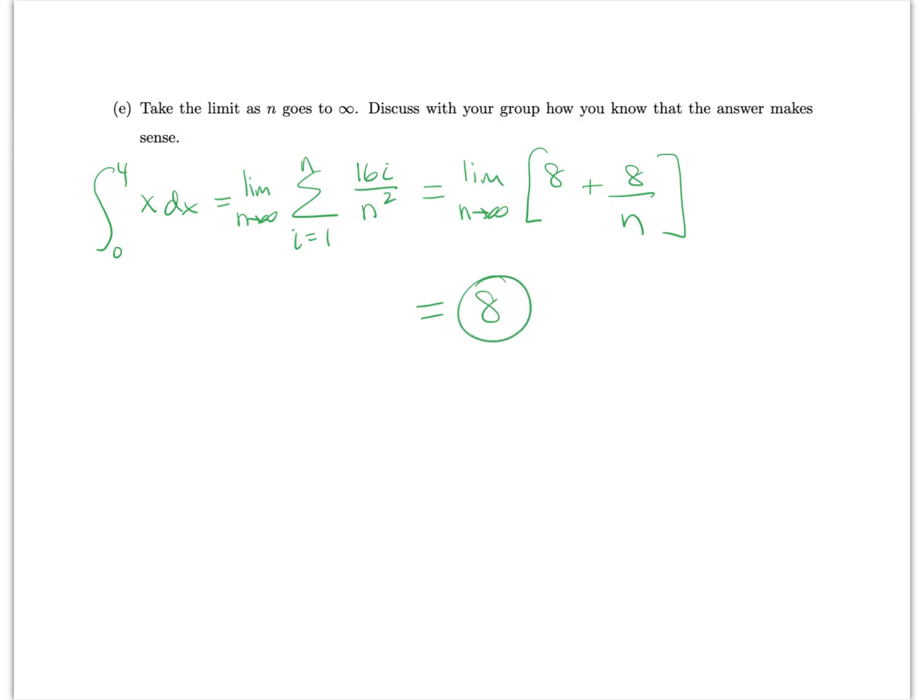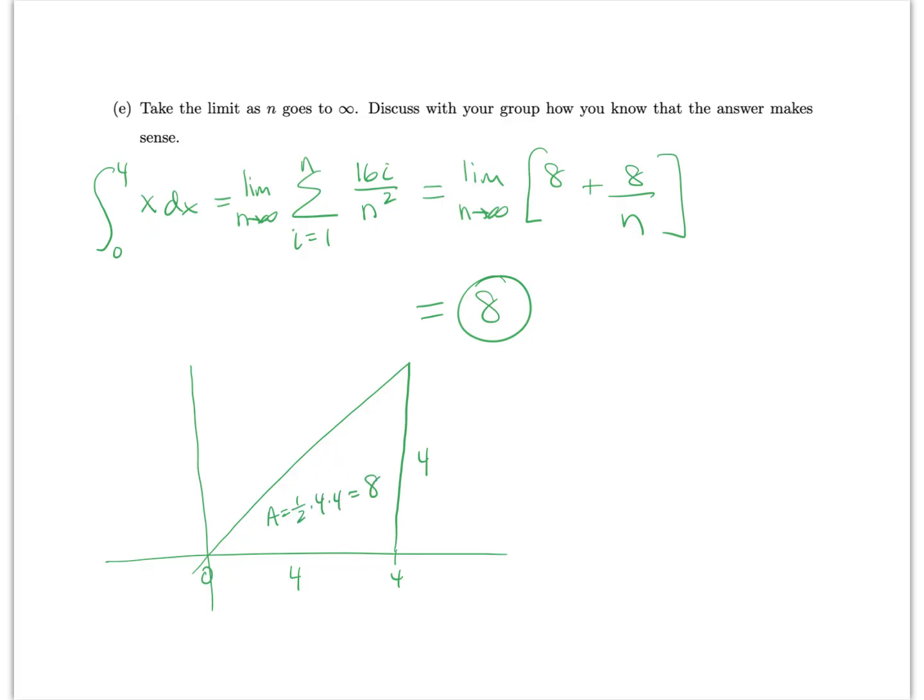Okay, how do I know this is right? I could draw a quick picture of f of x equals x. I want the integral from 0 to 4. That's just a triangle. This is 4 by 4. So the area is 1/2 times 4 times 4, which is 8.